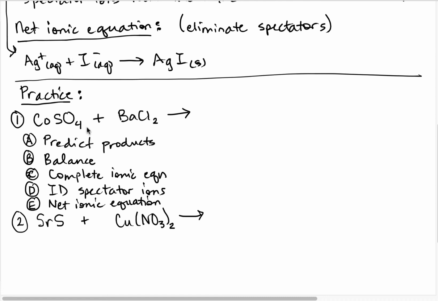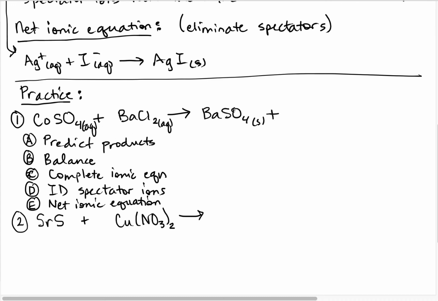So if we check on our solubility table, most sulfates are soluble, including the cobalt, and most chlorides are soluble, including the barium. But barium sulfate is not soluble. So when these switch partners, then this one is going to be the precipitate.